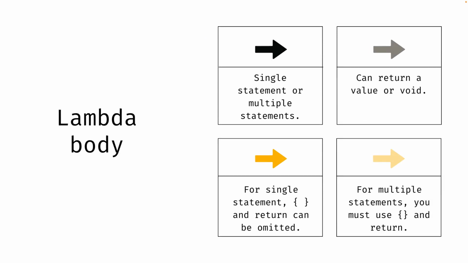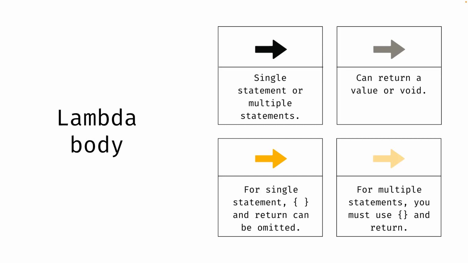If the body has only one statement, it can return a value or nothing. For a single statement returning a value, you can omit the curly brackets. Also, you can omit the return keyword and the semicolon.